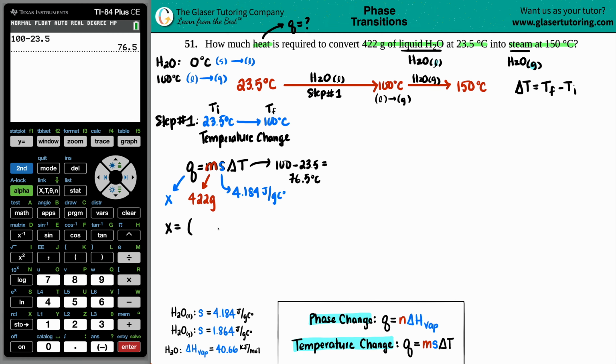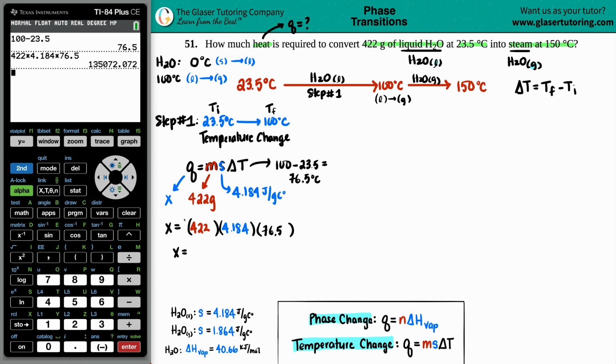So let's go for it. We have m s delta T. The m was 422. The s was the specific heat of water, which is always 4.184, and the delta T for the first step is 76.5. Okay. So 422 times 4.184 times, let's just pull up that number. That's why I love the TI-84. Just checking to see that all the numbers are good to go. Looks good to me. Press enter.